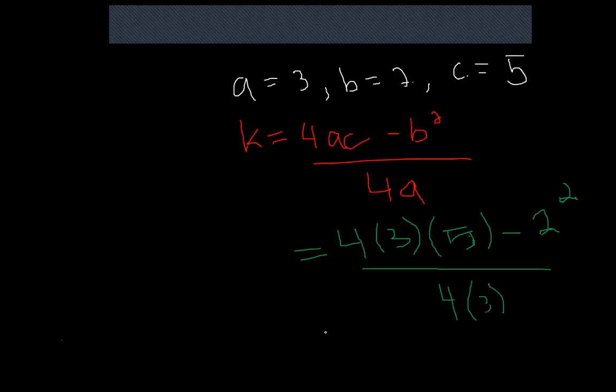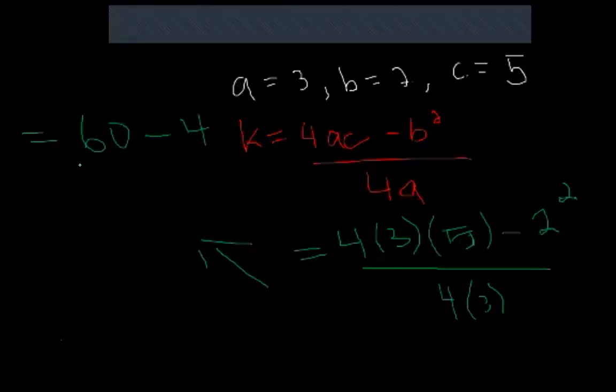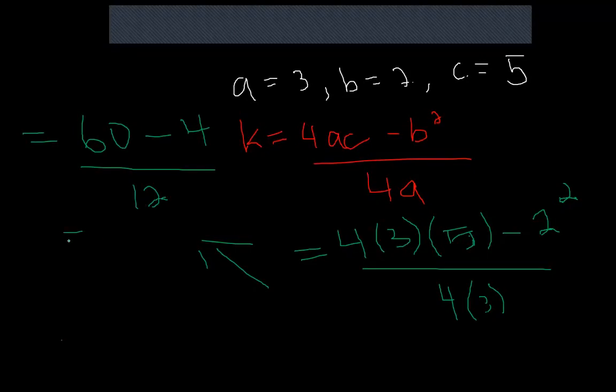So there's no space, I don't think I have space. So just continuing up here, right? 4 by 3 is 12, and then 12 by 5, that's 60. Minus 2 squared is 4. And this is divided by 4 times 3, which is 12. So that is 56 over 12.